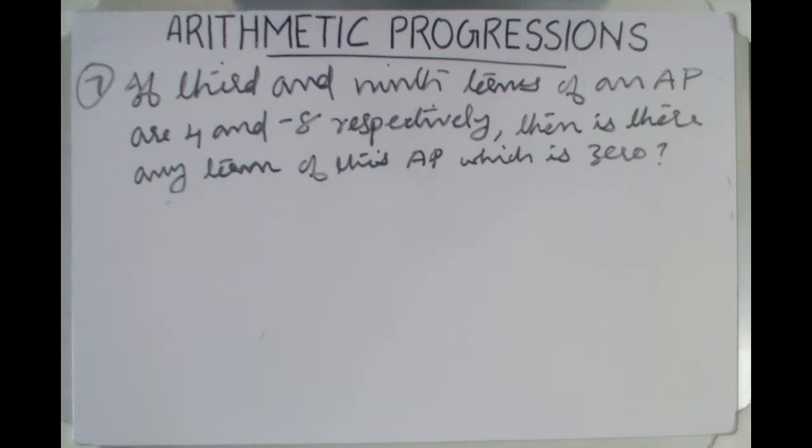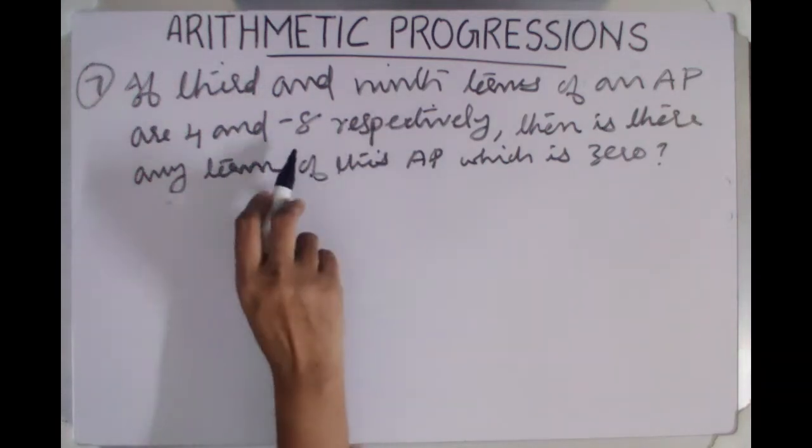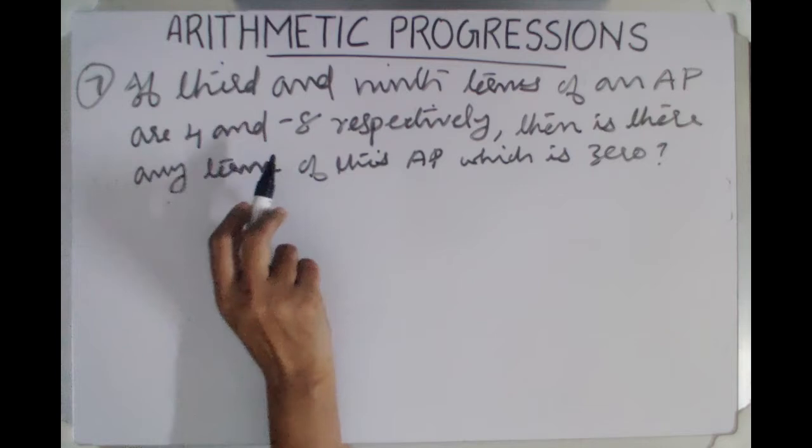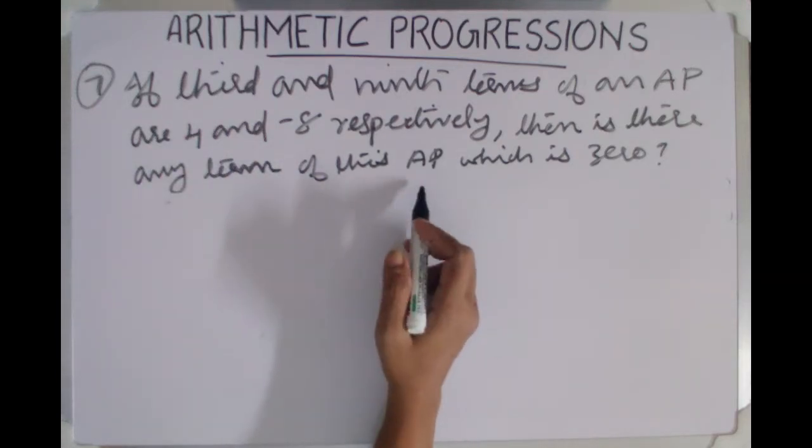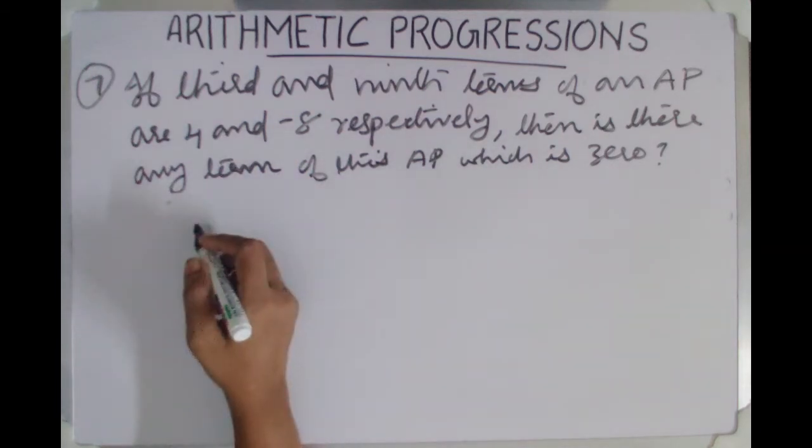Next question is: if the third and ninth terms of an AP are 4 and minus 8 respectively, then is there any term of this AP which is 0? Here it is given that the third term is 4 and the ninth term is minus 8. Then we have to find the value of n when there is any term which is 0.